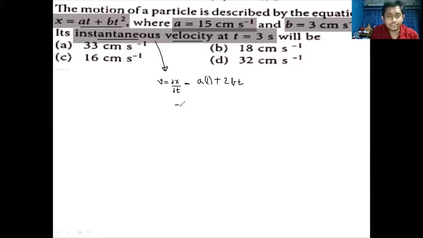So what is the value of A? A is 15, plus the value of B is 3. So it is 2 into 3 into time, that is also 3. 2 3s are 6, 6 3s are 18. So it is 15 plus 18, which is 33. The correct answer is 33 centimeter per second, option E.